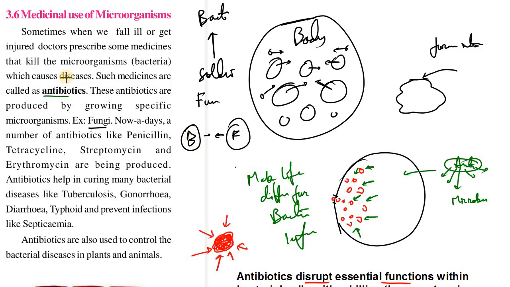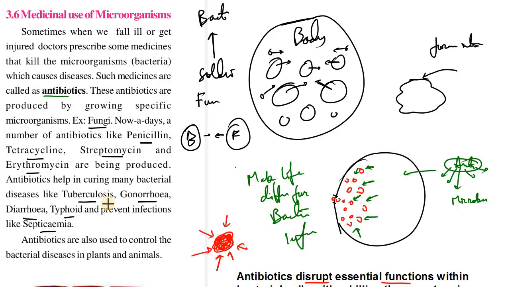Yes. Nowadays, a number of antibiotics like penicillin, tetracycline, streptomycin are there. They work on different types of bacteria. Again, target sites are probably different. Antibiotics help in curing many bacterial diseases. Let's name a few: tuberculosis, gonorrhea, diarrhea, typhoid, and they prevent infections like septicemia.